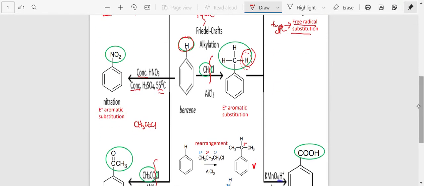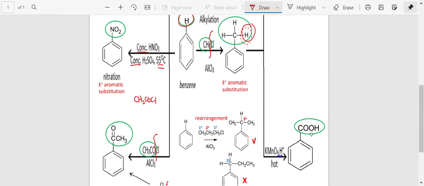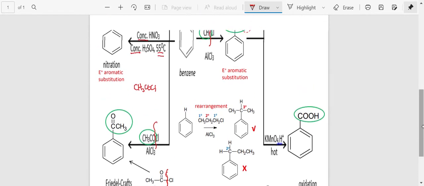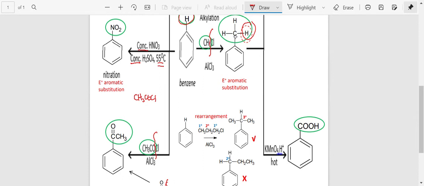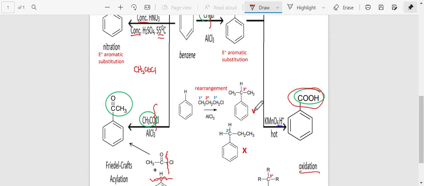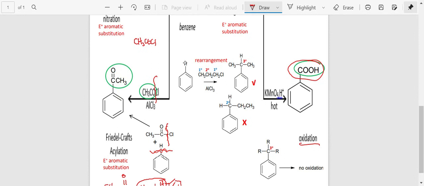Okay, then we have another one that is oxidation. Okay, so for oxidation, because the benzylic carbon, the first carbon that attached to the benzene ring, has at least one hydrogen, therefore it can become COOH.